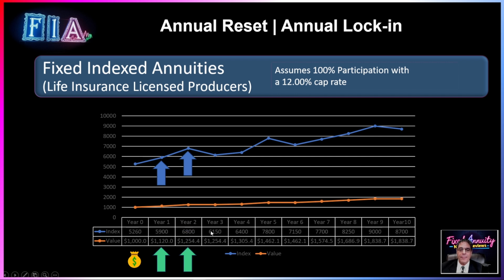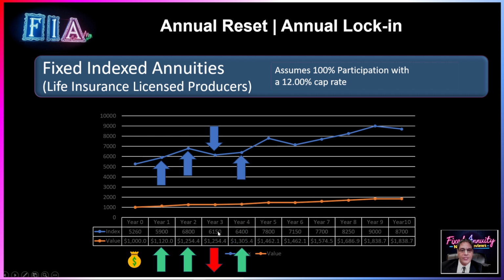The next year it was up again, so now they're up to $1,254. It's down the next year. As you see, the S&P went from 6,800 to 6,150. Here you see the decline. However, the client's accumulation value stayed the same. It annually reset. It locked in your gains. And now going into year 4, you're starting the S&P at 6,150. So you didn't lose any money. You stayed equal at your $1,254, but you start the S&P at 6,150.